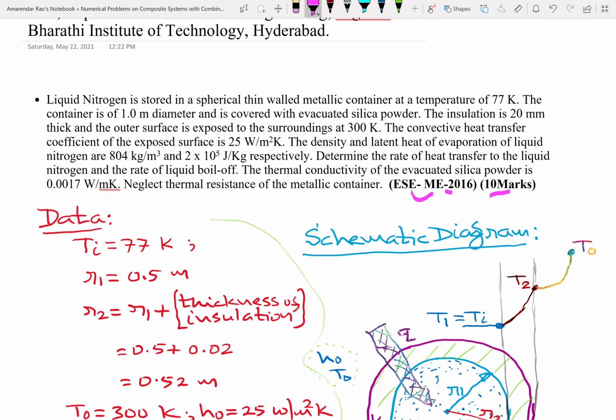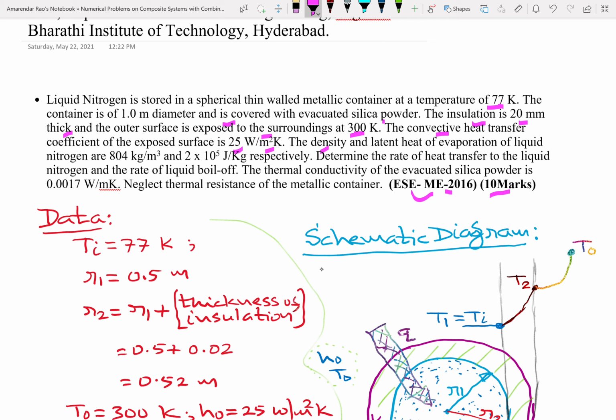The problem goes like this. Liquid nitrogen is stored in a spherical, thin-walled metallic container at a temperature of 77 Kelvin. The container is of 1 meter diameter and is covered with evacuated silica powder. The insulation is 20 mm thick and the outer surface is exposed to the surroundings at 300 Kelvin. The convective heat transfer coefficient of the exposed surface is 25 watts per meter square Kelvin.